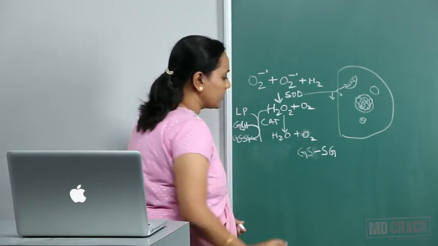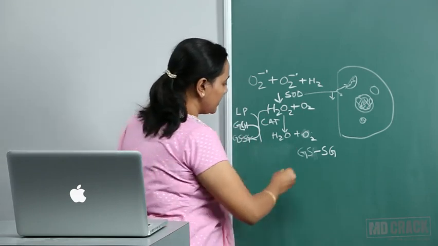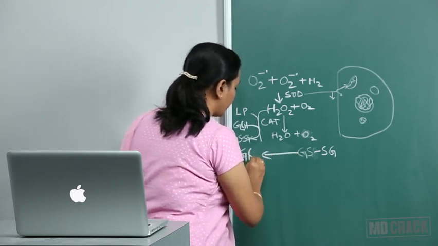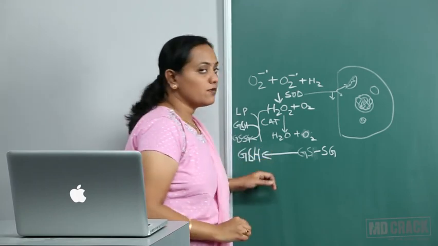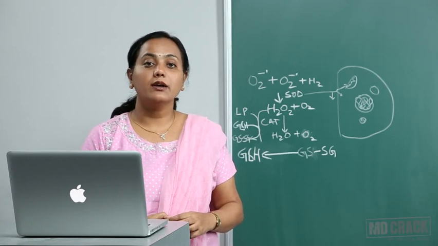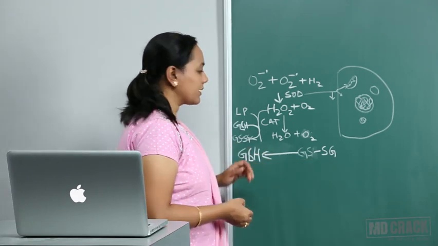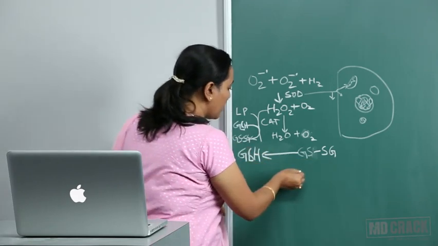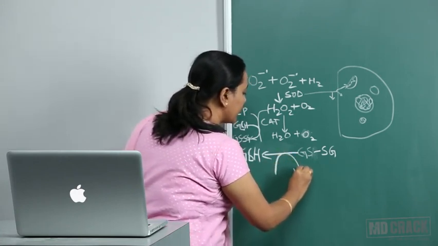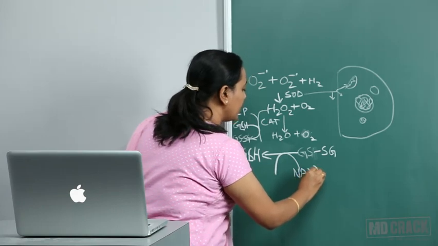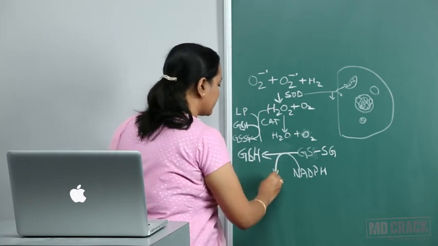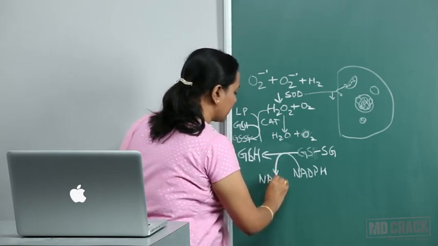I'll just show you this separately. GSSG is converted back to GSH. So how is this done? This is done with the help of the enzyme glutathione reductase. So what is required for this? For this we have an important thing that is required, and that is NADPH. Glutathione reductase requires NADPH. This is converted to NADP plus.